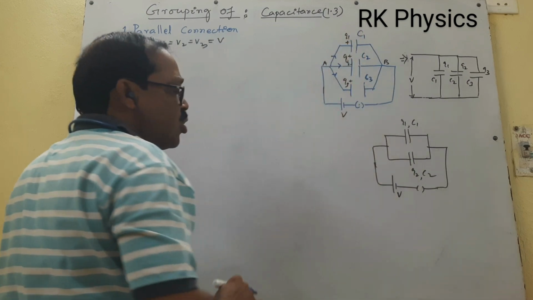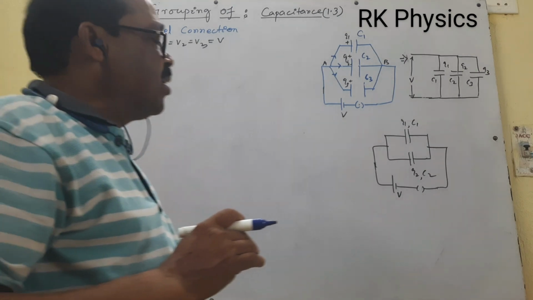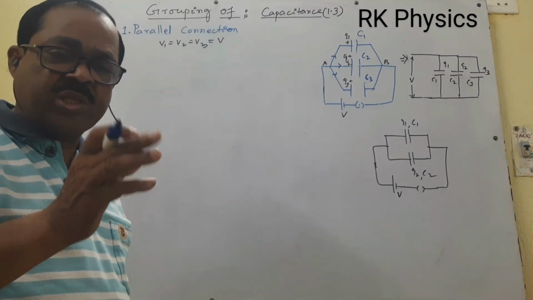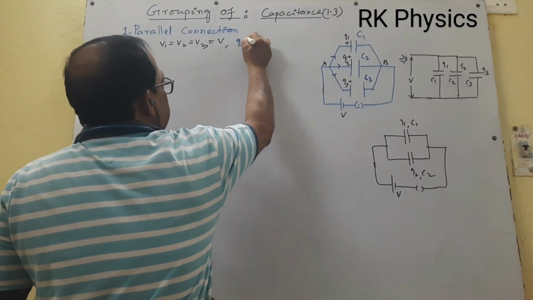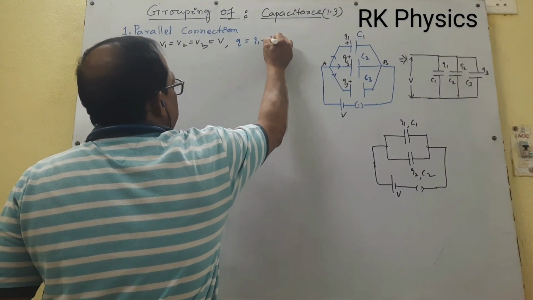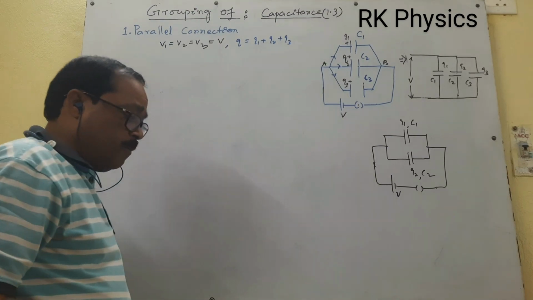But suppose the cell provides a charge Q, and that Q distributes across C1, C2 and C3. If Q1, Q2 and Q3 are the charges across C1, C2 and C3, then the total charge supplied by the cell must be equal to Q1 plus Q2 plus Q3.